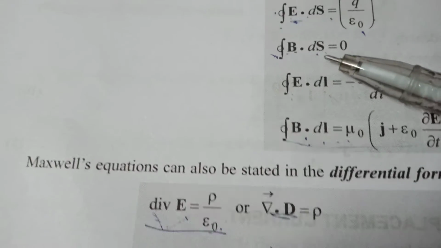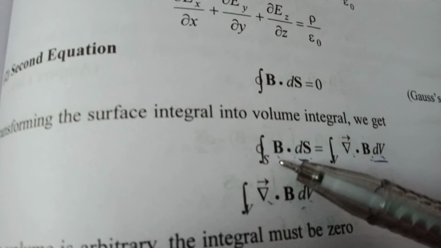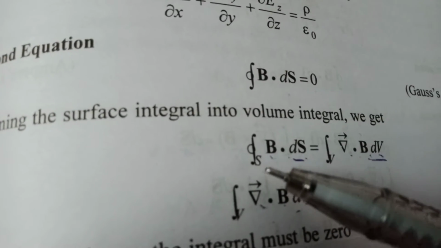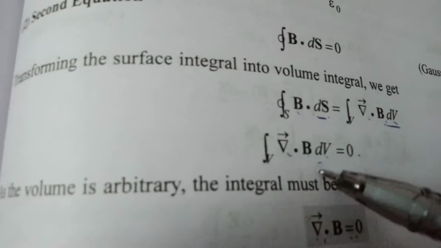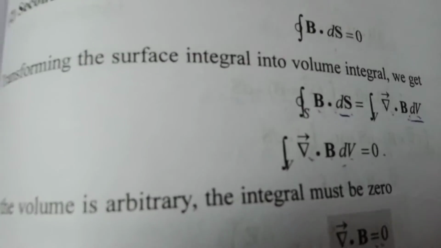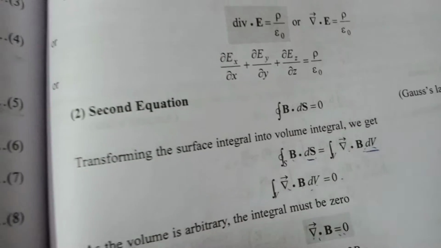We started with B dot dS. So in the derivation we just have to use Gauss divergence theorem to equate the surface integral to the volume integral and make this 0, and hence it is derived. That is Maxwell's second equation.